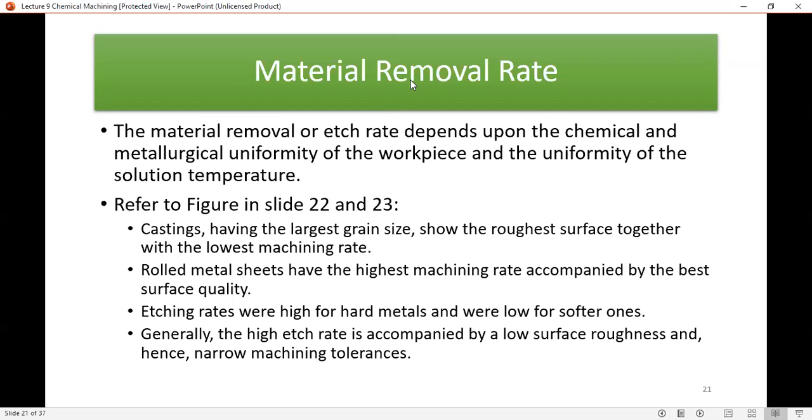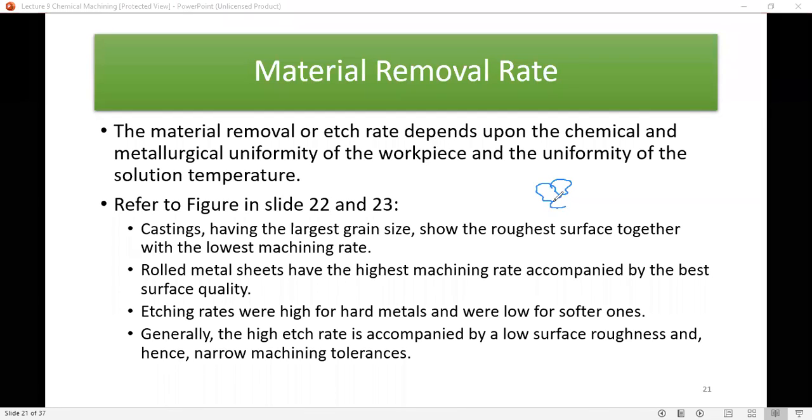So what I'm saying just now is this. This is the grain, right? So the etching will happen at a faster rate at the grain boundary compared to the grain surface, right? Because the energy level at the grain boundary is much higher compared to the energy at the grain surface.